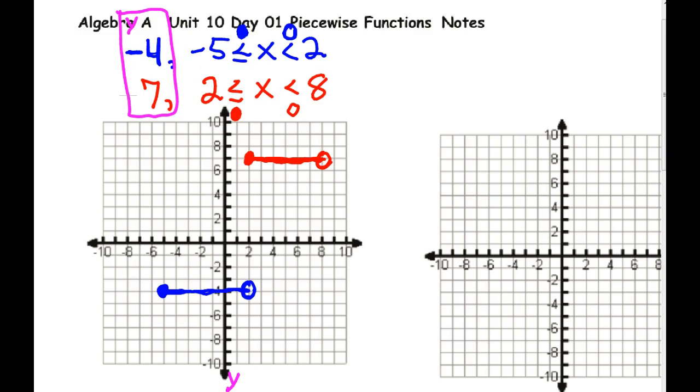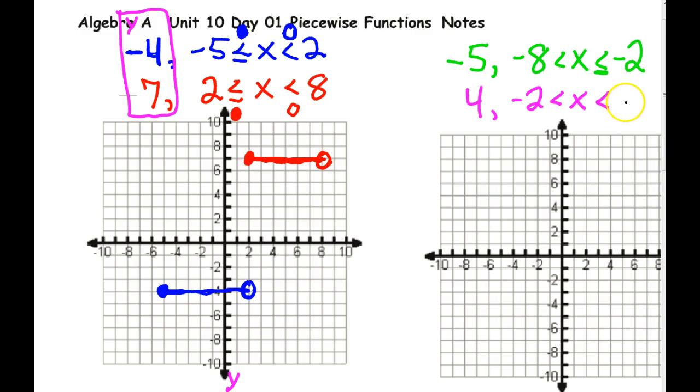All right, not too bad. Have you guys try one on your own? Graph y = -5 from x = -8 to -2. And then we're going to graph y = 4 from -2, start at -2 and end at, let's say, 9. All right, so go ahead and use this as an example and graph these two, check with someone next to you, okay?